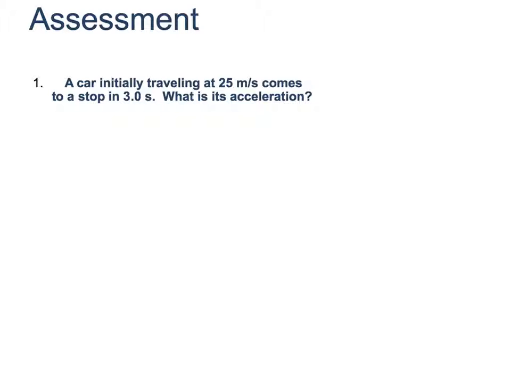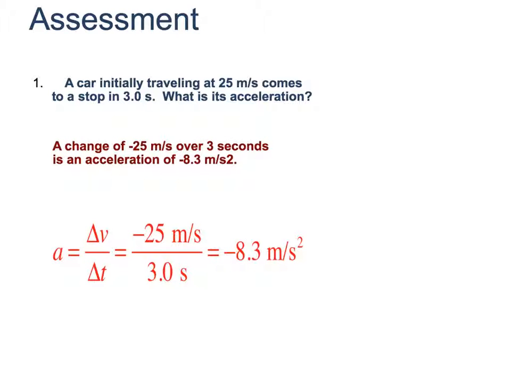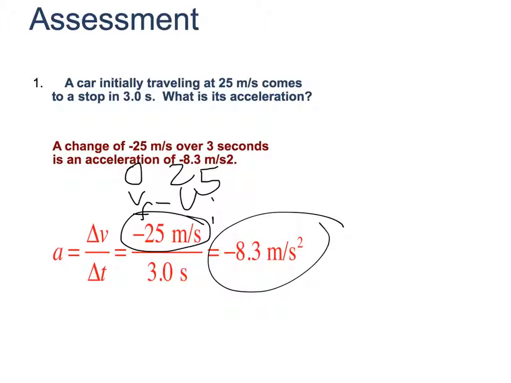A car initially travels at 25 meters per second, comes to a stop in 3 seconds. What is its acceleration? So this one's going the other direction. The change is always VF minus VI. So the final was 0, and it was going 25. That's how we get the negative 25 here. And it happened in 3 seconds, so you get negative 8.3, showing that it's slowing down, because it went from a velocity or speed to 0.